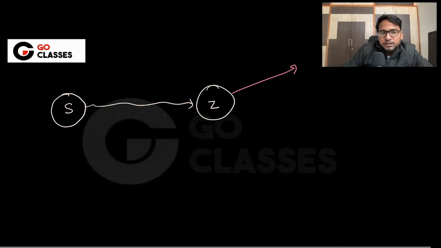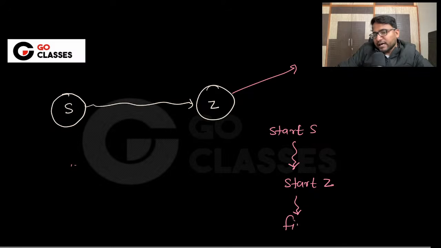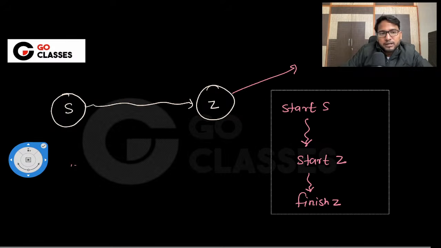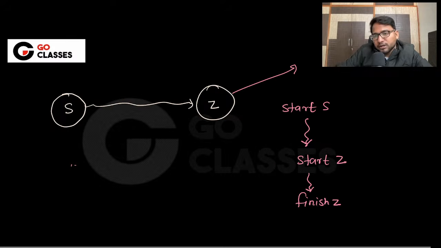Okay. So which means you are starting S, and then in between maybe you can start Z, and then you must be finishing Z before you finish S, right? Before you finish S. I hope that is clear. And why that is the case, we will see using the graph also. Is this okay to everyone?